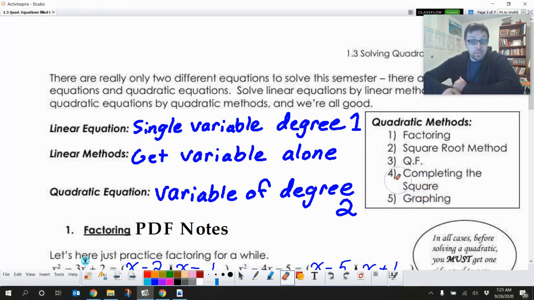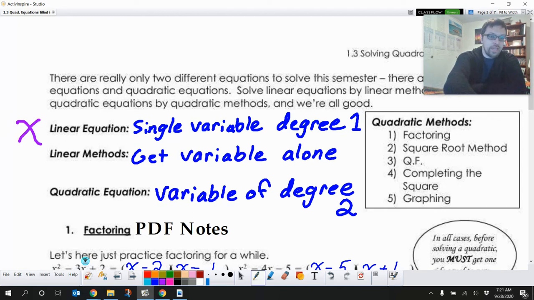Something I would like to note is that if you have a linear equation, so that's any equation that just has a regular old x in it. So if you've got an x, you'll get a single variable, degree 1, you just get one variable by itself. If you just have that x, you're just trying to get the x by itself. If you have a quadratic equation, you have some variable of degree 2. So that's like this x squared thing.